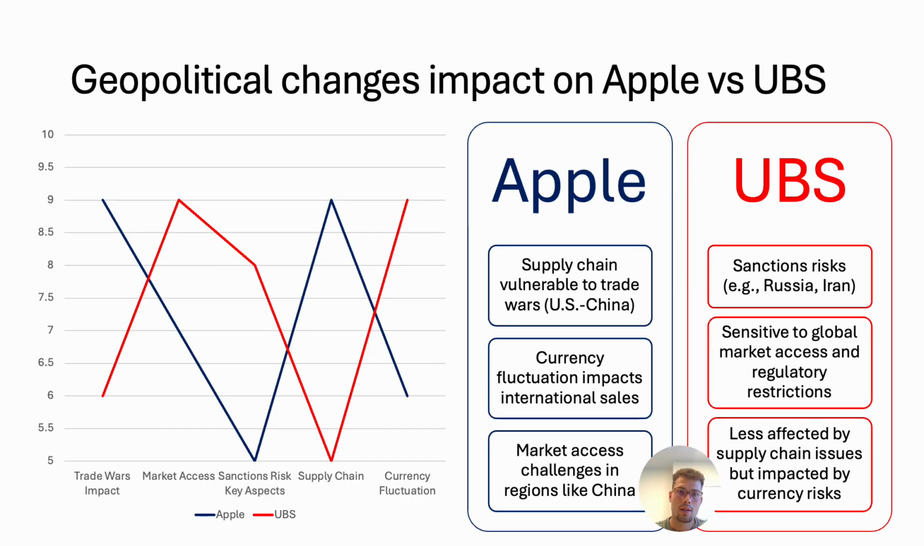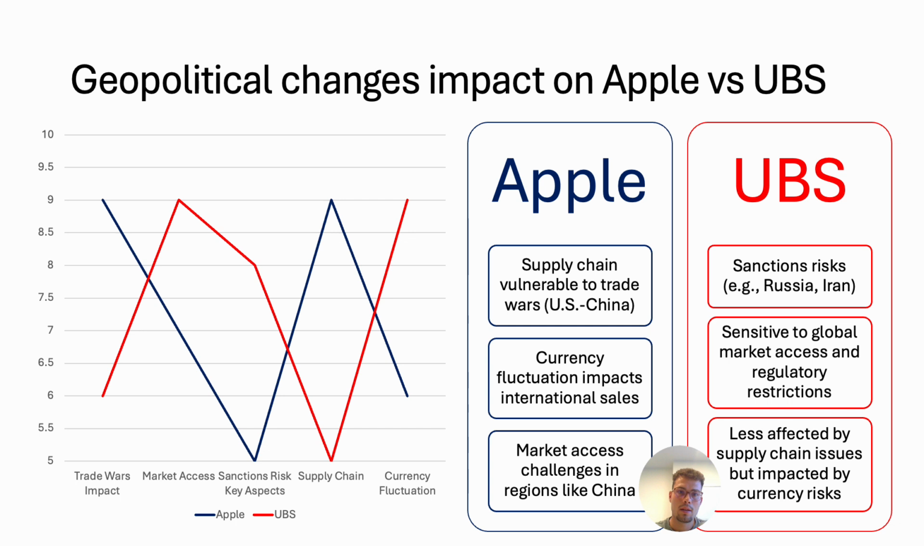Now, let's look at how geopolitical changes affect Apple and UBS, focusing on trade wars, market access, sanctions, supply chains, and currency fluctuations. Apple's supply chain is vulnerable to trade wars, especially between the US and China. Market access in places like China is limited by local regulations. Currency fluctuations also impact the international sales.